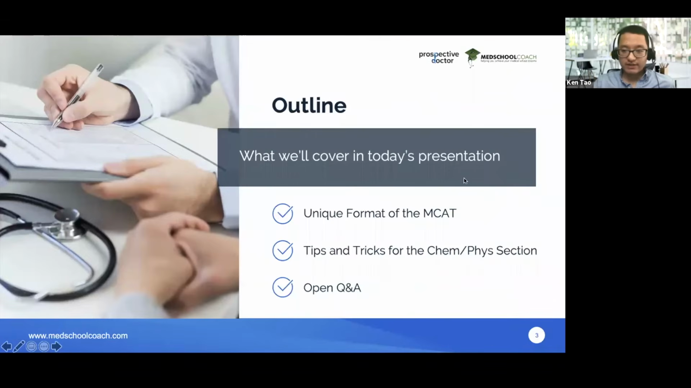The plan for today is to talk a bit about the unique format of the MCAT. This is usually to catch everyone up so everyone knows what the MCAT is about. Then to focus a bit about Chem Phys, this section, possibly go through a sample passage and then spend the rest of the session answering any questions that anyone has. But like I said, again, we have a small group today, so it can be fairly casual. So if there's anything that you guys want to discuss today, happy to do so.